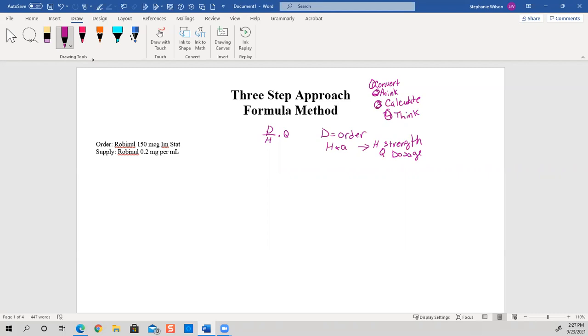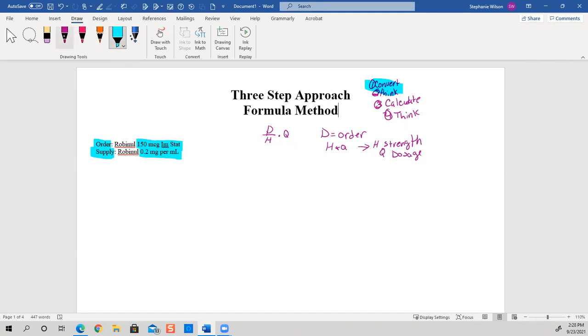Okay, so now let's solve for this one here. So we're going to start off with the three-step approach. The first one says convert if we need to. Well, I'm going to look at it. I have this order here, and it's 150 micrograms intramuscular stat. And then when we look at the supply, what do we see here? The supply says that we have 0.2 milligrams per milliliter. So yes, we're going to do step one.